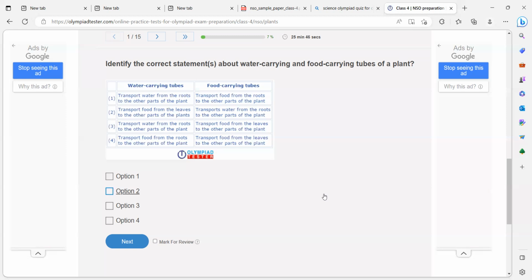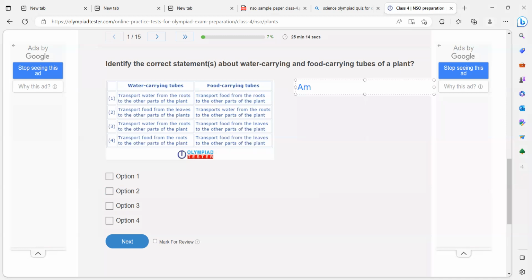Ma'am, which one is incorrect? Identify the correct statement about water carrying and food carrying tubes of a plant. You have to identify the correct statement. Transport water from the roots to other parts of the plant. This is correct. Transport food from the leaves to the other parts of the plant is correct.